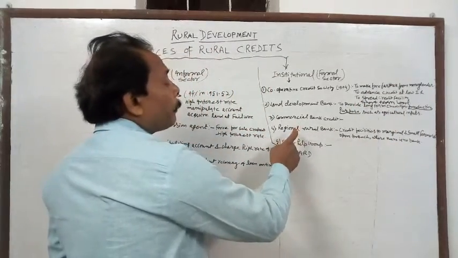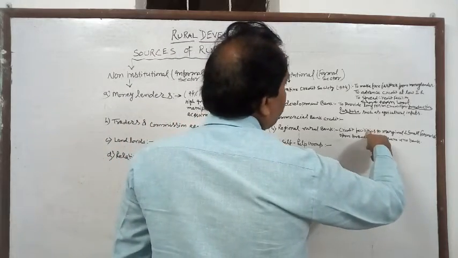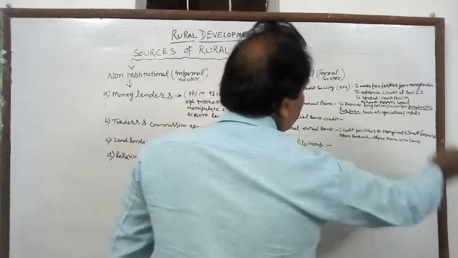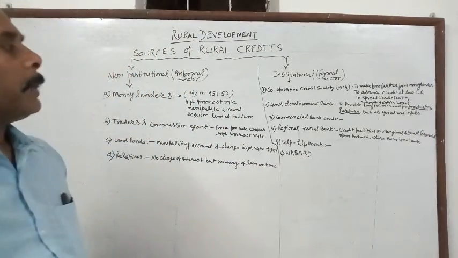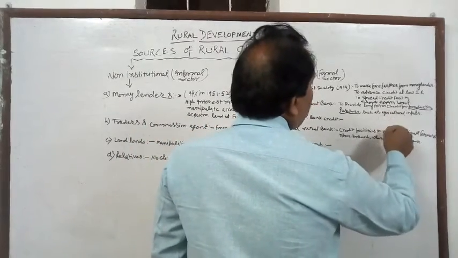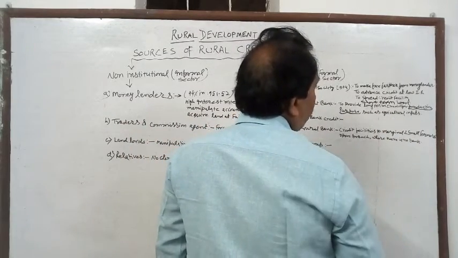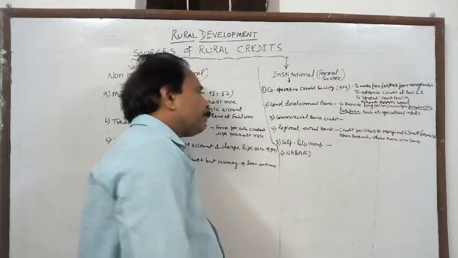The main purpose of this bank was to provide credit to marginal and small farmers. We know who are the marginal farmers and who are the small farmers. So the marginal farmer is the poorest farmer, you can say, compared to small farmers.